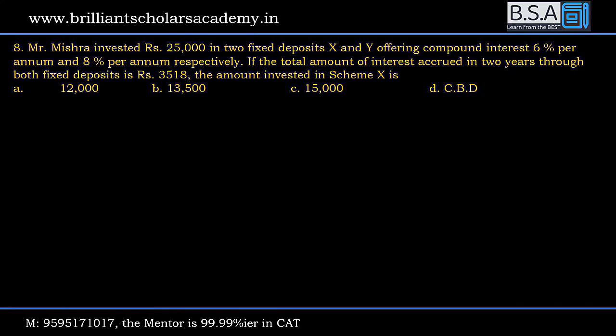Mr. Mishra invested rupees 25,000 in two fixed deposits X and Y, offering compound interest of 6% per annum and 8% per annum respectively. If the total amount of interest accrued in the 2 years through both fixed deposits is rupees 3518, the amount invested in scheme X is.